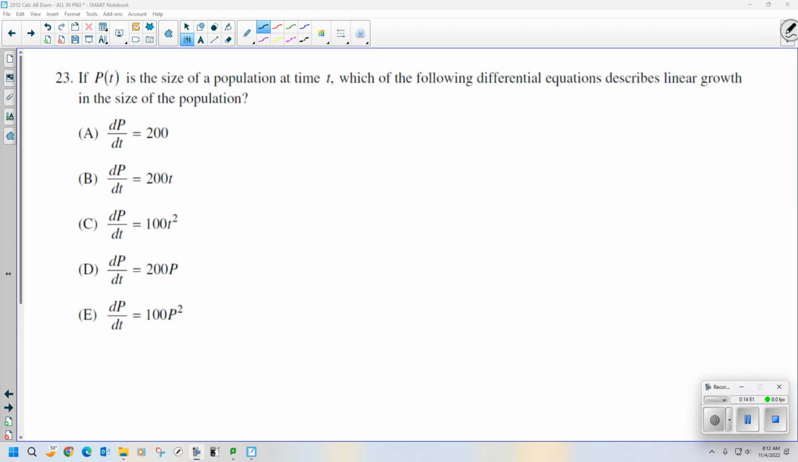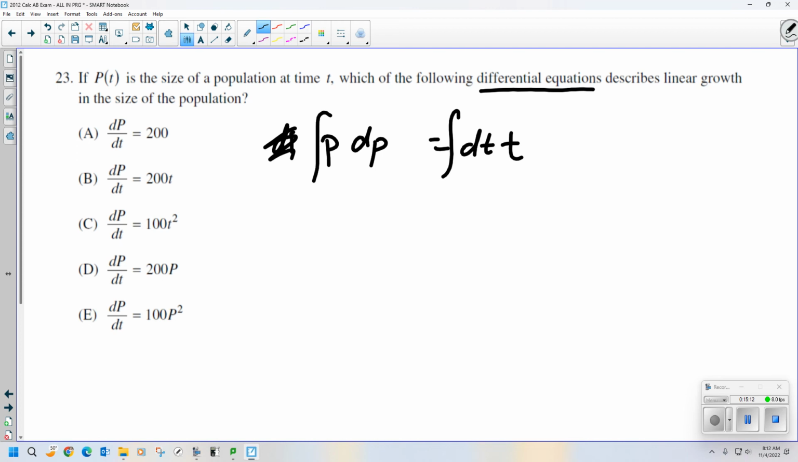Normally, when I hear differential equations and I see all these dP's and dt's, I normally think separable differential equations, meaning I get a P on this side with the dP, and any t on this side with a dt, and then I integrate them both. But guess what? I don't have to do this at all.